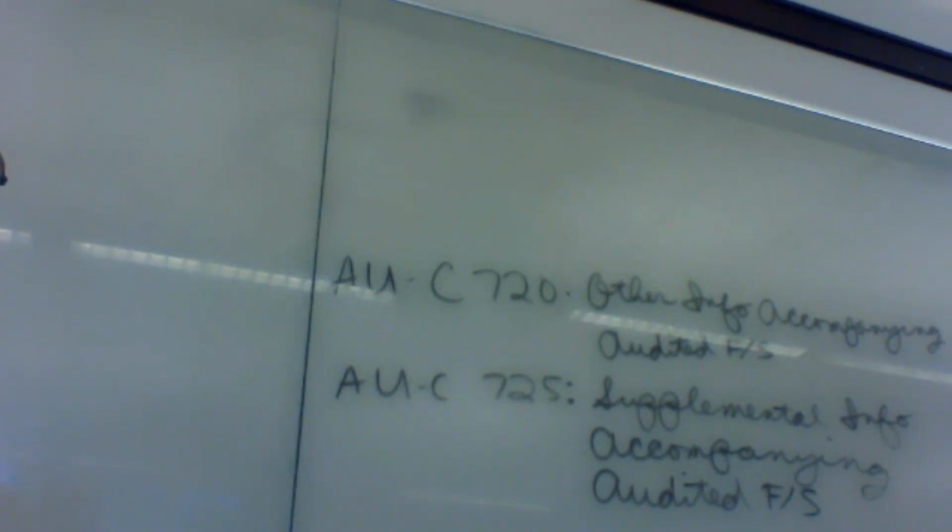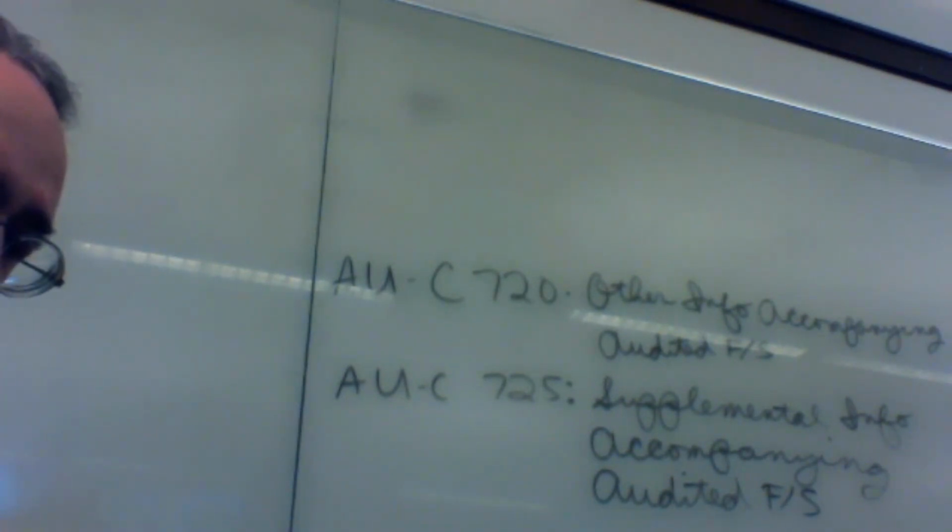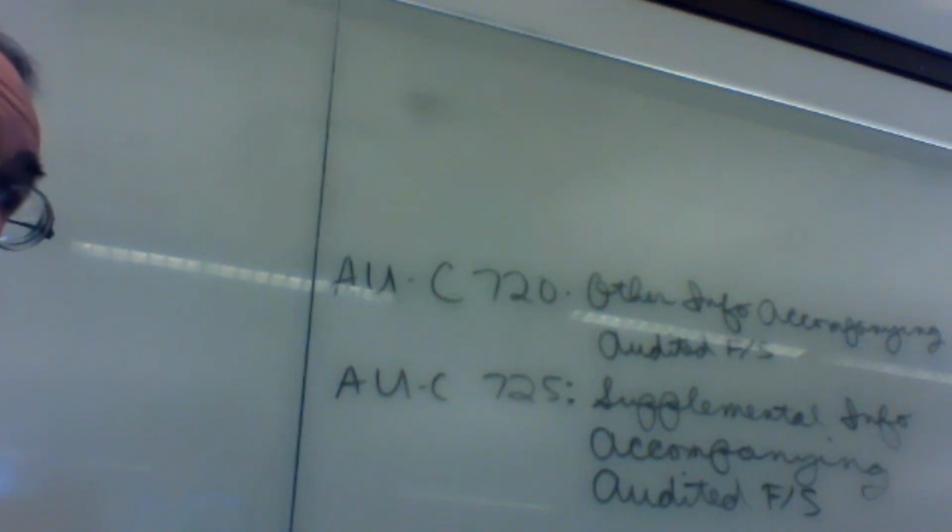One of the most common things I see with this is a schedule of consolidating information. And you'll learn about that when you take Accounting 6400, which is Advanced Financial Accounting. So in there, you'll discuss this. And there are other types of supplementary information too.